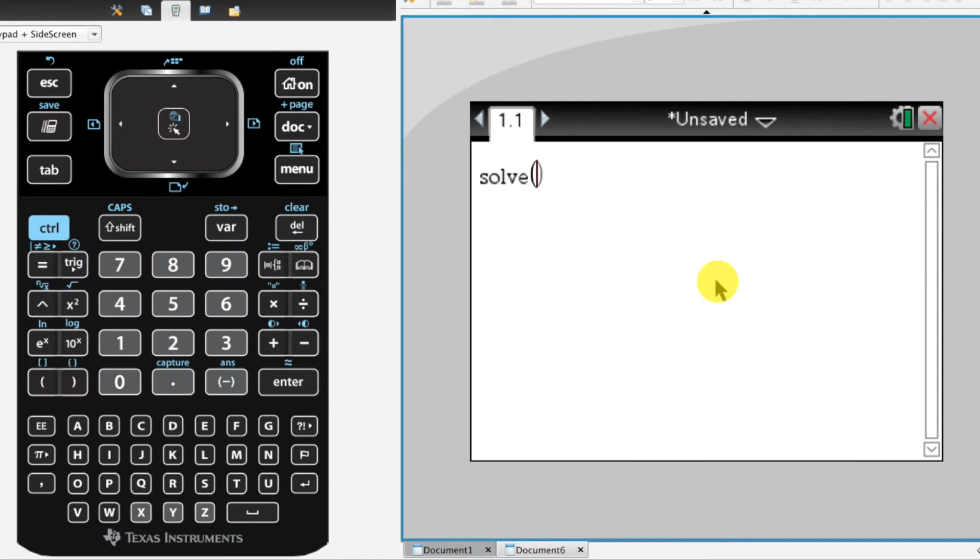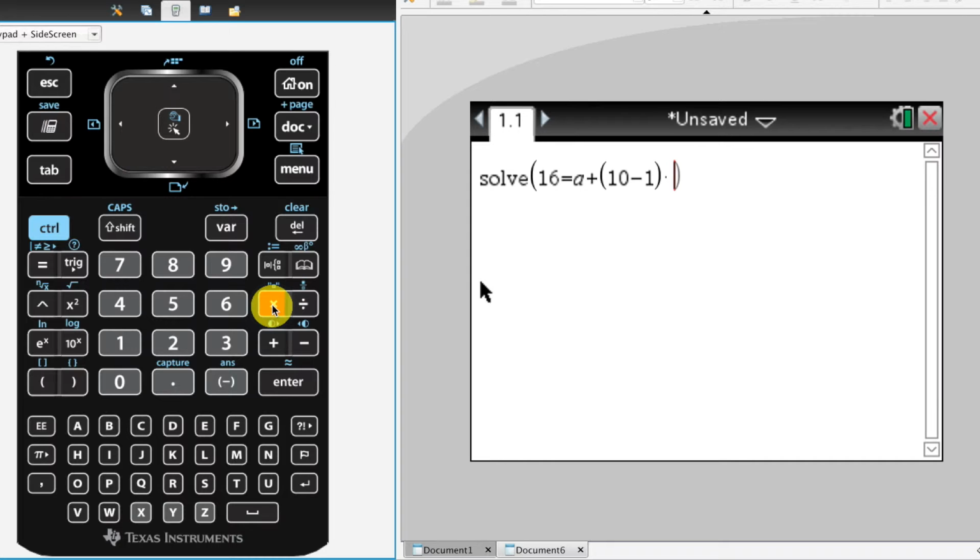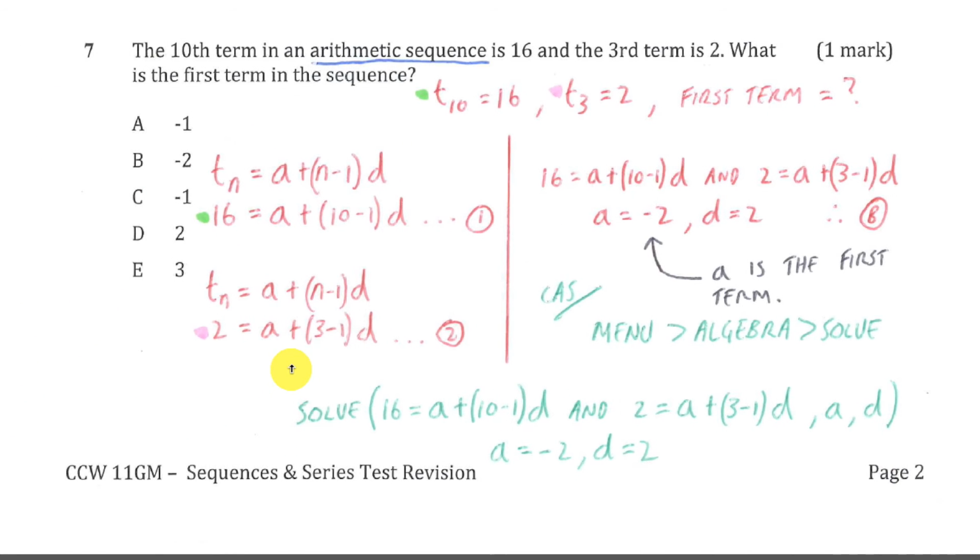And now I'm going to put in the first equation. So 16 equals A plus, open bracket, 10 minus 1. And now I've got to put in a multiplication here. Make sure you put your multiplication symbol in, and we're timesing it by D. At this stage, that's just simply equation 1. So I've just put in this part here.